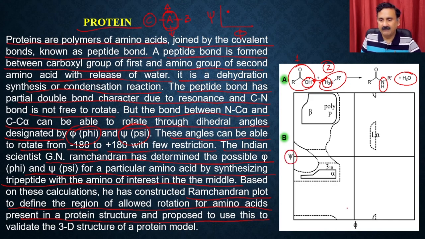What you see here is the plot between psi and phi, and it shows the location of the different types of structures present in protein structures and so on. That's how it gives you the distribution of that particular amino acid in protein structures and how much its phi and psi angles vary.